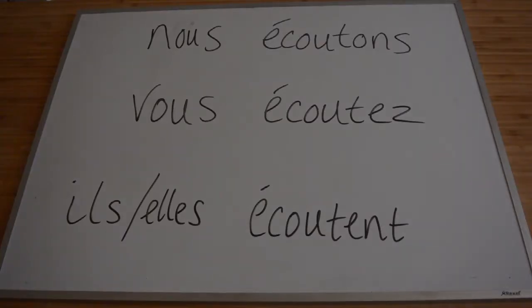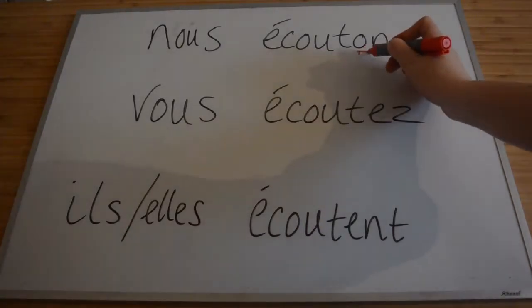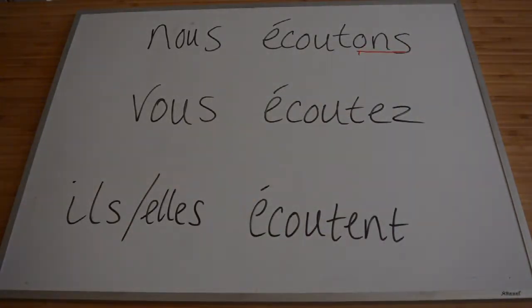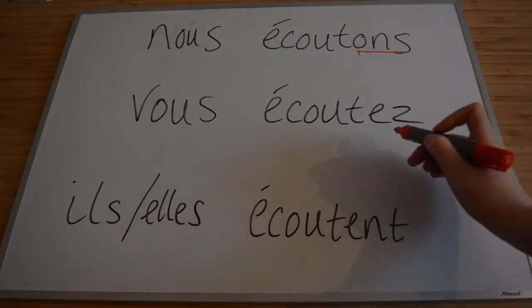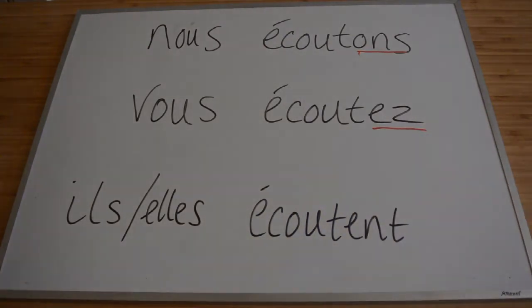Still sticking with ER verbs here. We've taken off the ER and we've added the correct endings on for nous, vous, ils and elles. Nous is we, so this is we listen. You take off the ER and add ONS. Vous, which means you lot, you use this to talk to a group of people or somebody you don't know well. You listen, vous écoutez, with an EZ on the end. We've taken off that ER and added EZ.